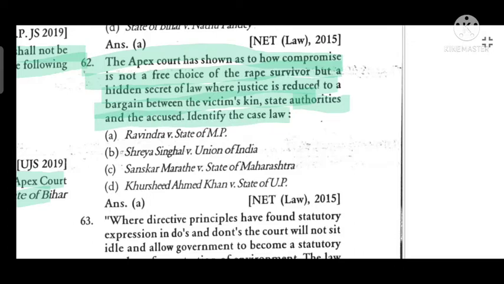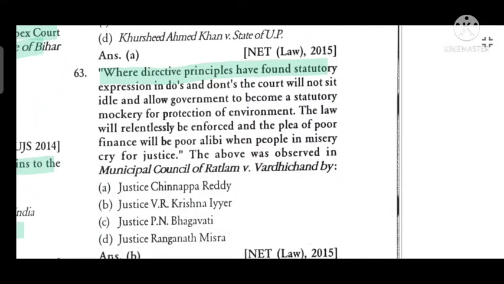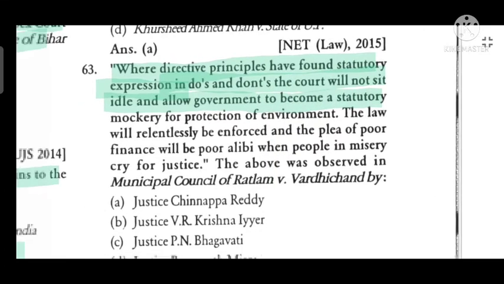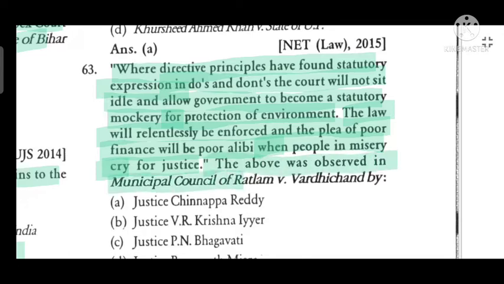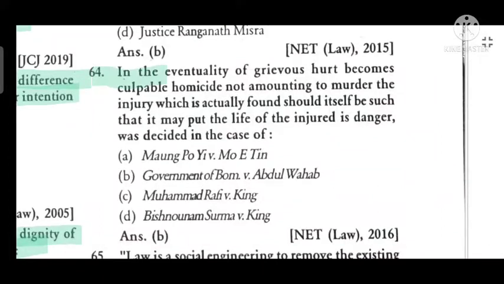Identify the case law. Ravindra versus State of MP. Where a directive principle has found statutory expression in do's and don'ts, the court will not allow the government to turn the statutory provision into a mockery in the protection of the environment. The law will be relentless to enforce, and a plea of poor finance will be a poor alibi. Where people are in misery, they cry for justice. The above was observed in Municipal Council Ratlam versus Vardhichand by Justice V.R. Krishna Iyer.